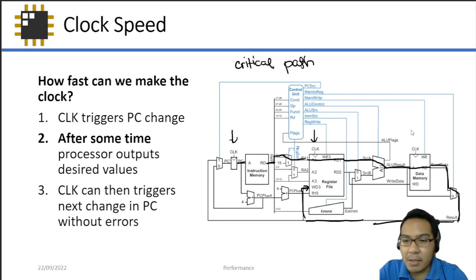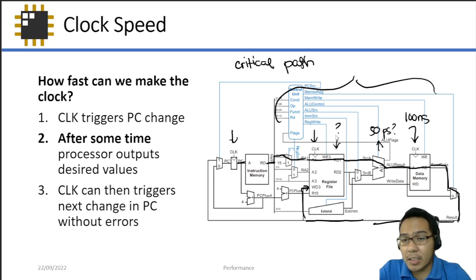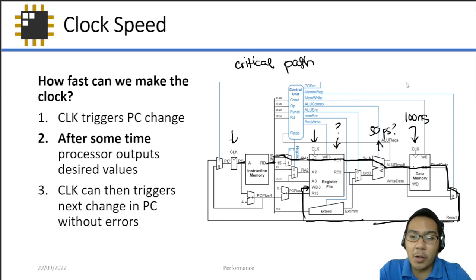And since, for example, the data memory will have delay on the order of hundreds of nanoseconds, and these guys will take maybe, I don't know, 50 picoseconds or something like that, longer for the register file. But the thing is, the clock for the single cycle processor is going to be based on a very long critical path, which is going to make its clock very slow.